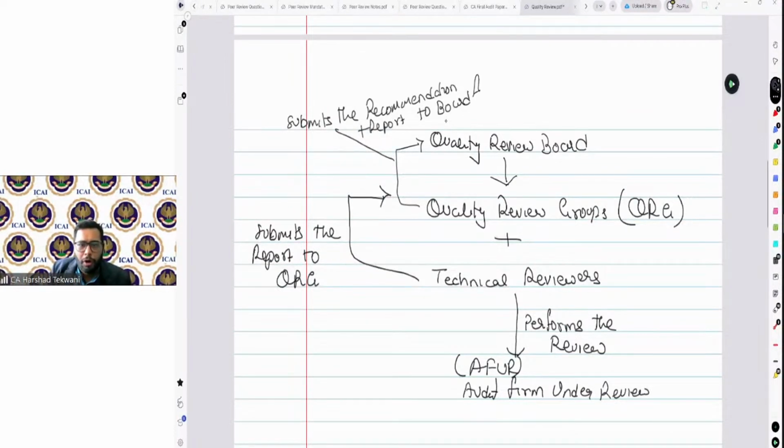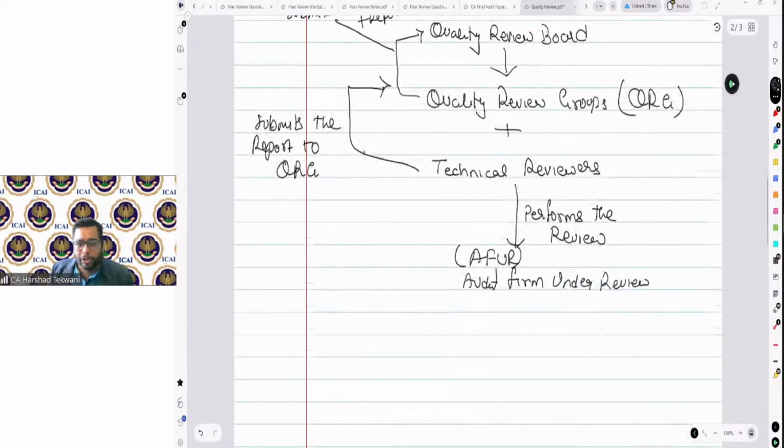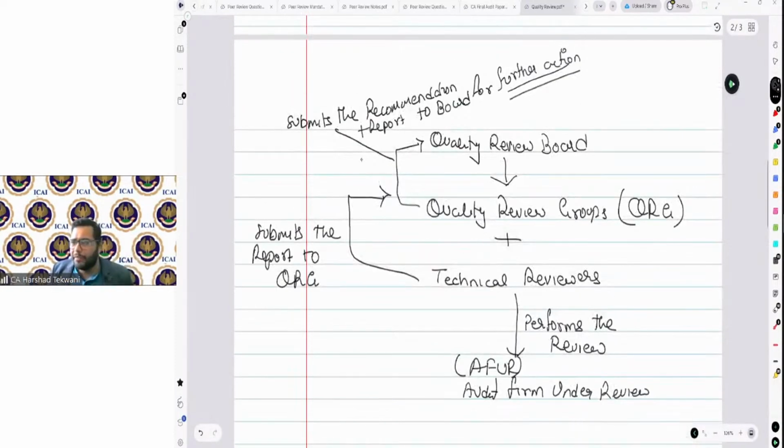Okay, for further action. Now, why I am talking about further action, it's very important. I'll come to that point. For further action, they submit to the quality review board. Now, this is the whole way the quality review works.